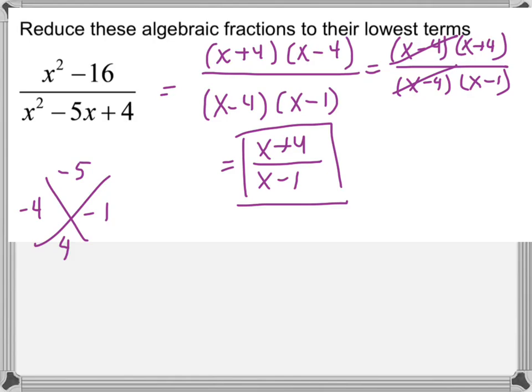Now do not make the mistake where you say, oh, there are x's here, so I can just cancel the x's. No, you can't do that because then you'd have 4 over negative 1, which is negative 4, and that is not equivalent to having two algebraic expressions in the numerator and denominator. This is as far as it goes. You cannot cancel the x's.